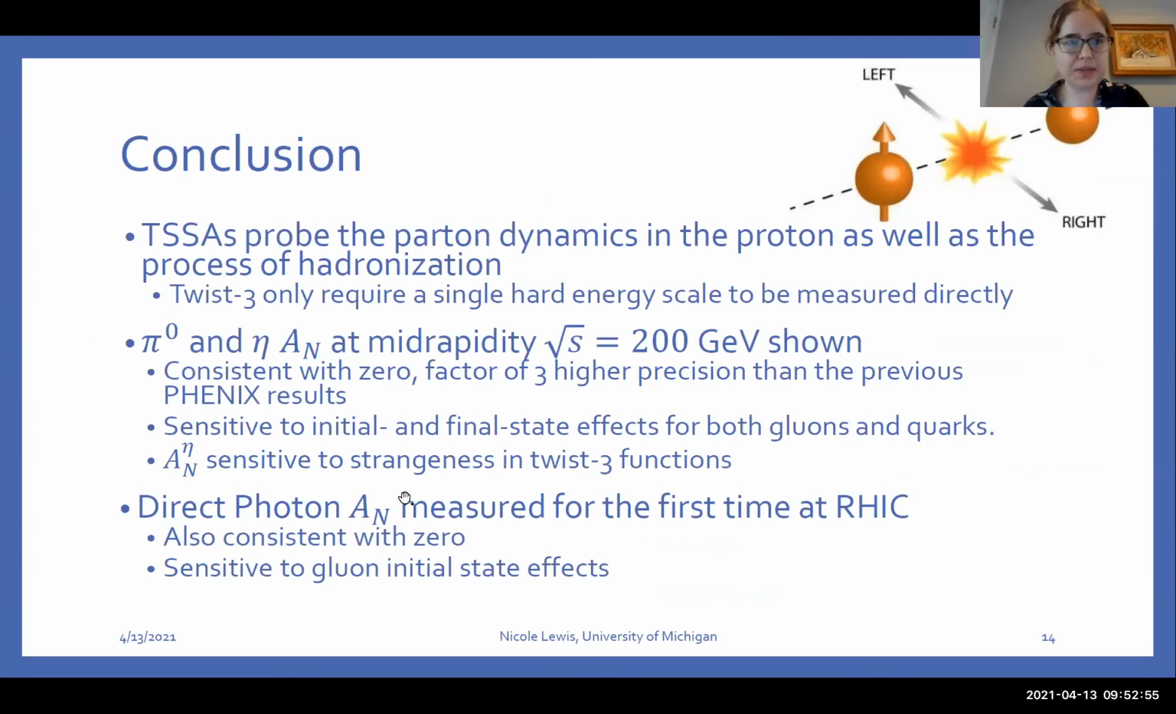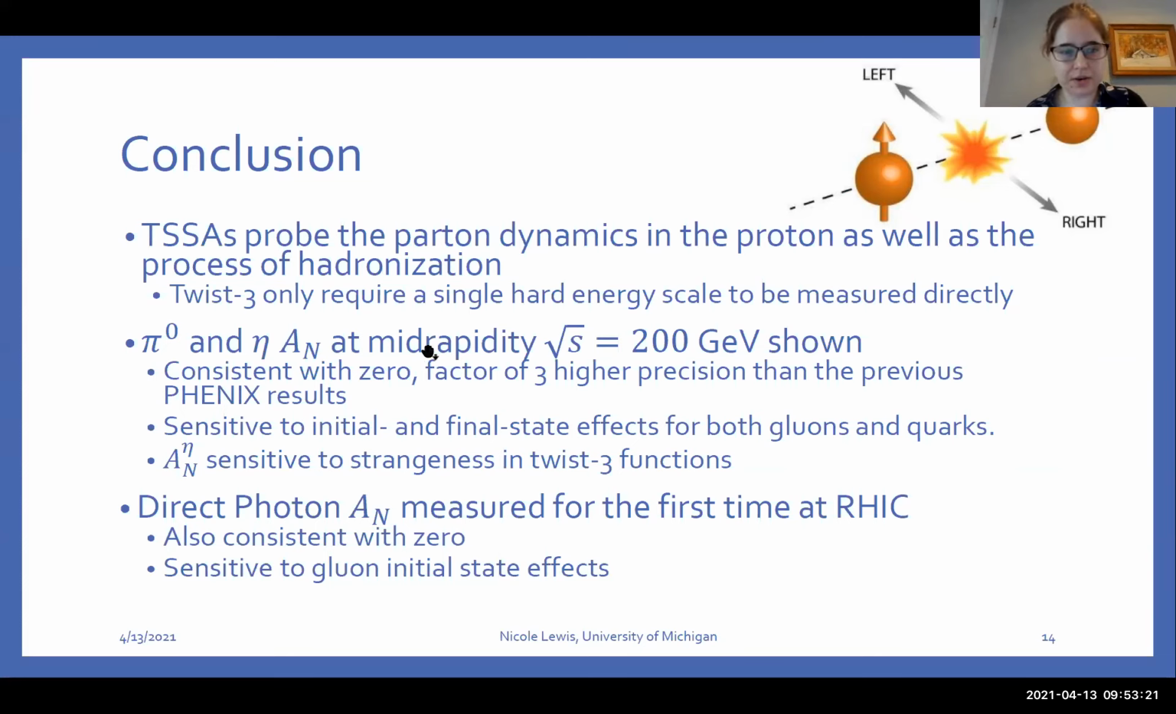So this brings me to my conclusion. Transverse single spin asymmetry measurements probe the parton dynamics in the proton as well as in the process of hadronization. There are two different frameworks for analyzing these, the transverse momentum dependent and the twist-3 correlation functions, where the twist-3 correlation functions only require being sensitive to a single hard energy scale in order to measure them directly.